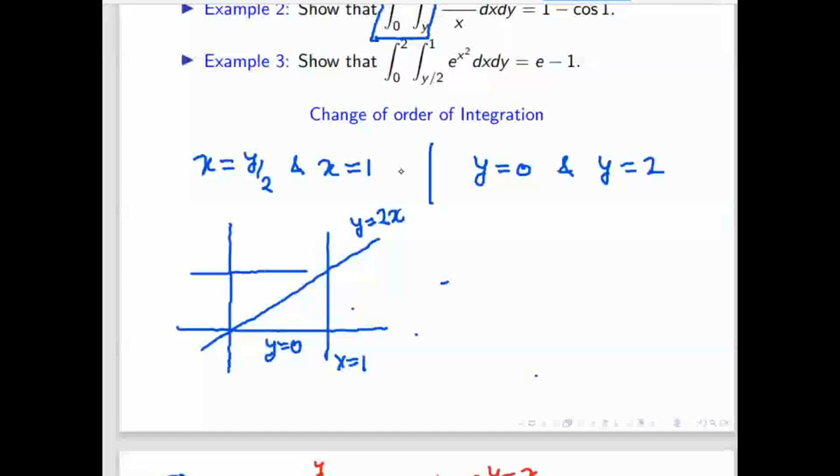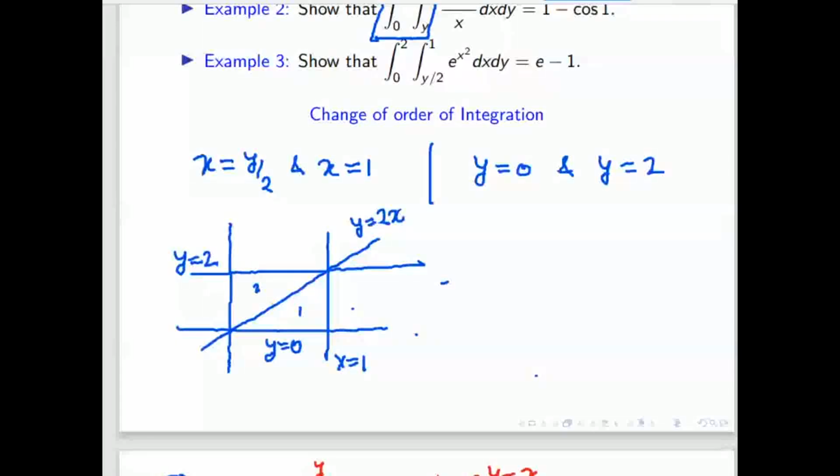The same region we got. This is y equal to 2. So now which region, 1 or 2? The top one or the bottom one? Like this one or this one? Bottom one. So this is region 1.